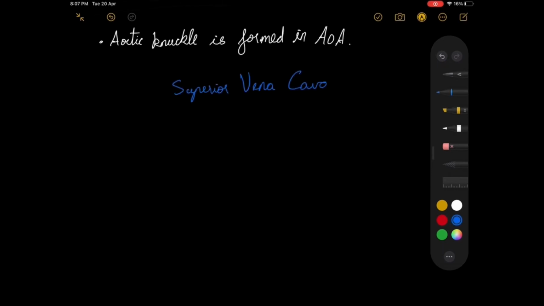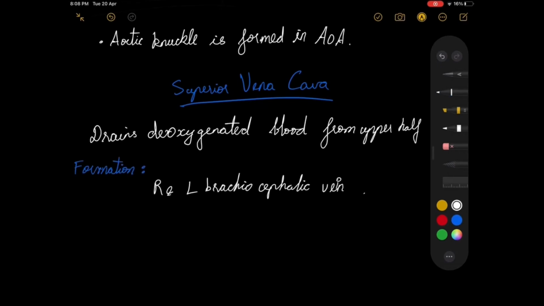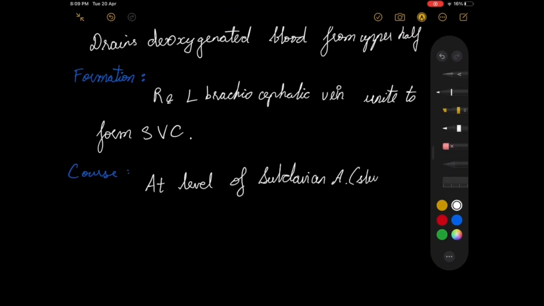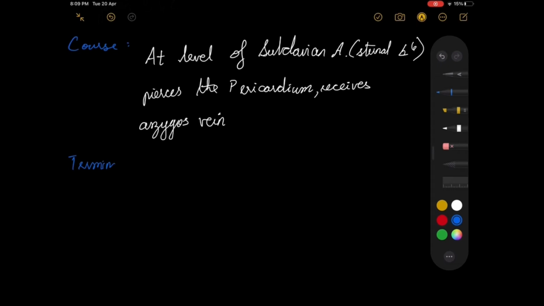And now moving on to superior vena cava, another content. It drains deoxygenated blood from the upper half of the body. Formation is from the right and left brachiocephalic veins united to form superior vena cava. Course: at the level of the sternal angle, it pierces the pericardium and receives the azygos vein. And now on to the termination into the upper part of the right atrium in the middle mediastinum.